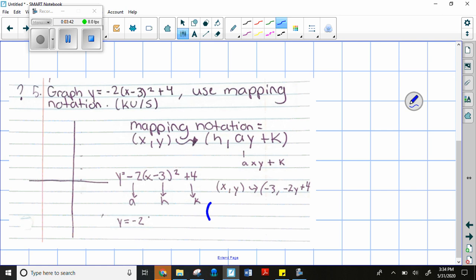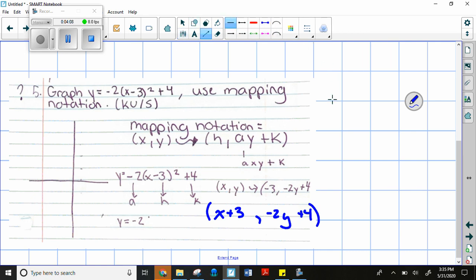So every x value that you put in, the h value is -3, we're going to do the opposite. You're going to add 3 to the x value because it's inside the brackets, and we always do the opposite. And then for every y value, we're going to take -2, multiply it by y, and we're going to add 4.